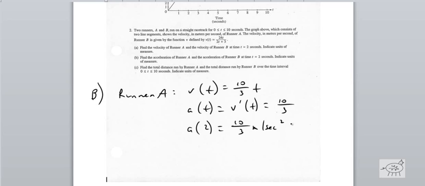Okay, pretty easy. And I want to find the acceleration for runner B. And what do you have to do for that? Well, A of t, again, is the first derivative, so let's do V prime of t. Use the quotient rule, so it's the bottom, 2t plus 3, times the derivative of the top, which is 24, minus the top, 24t, times the derivative of the bottom, which is 2, over 2t plus 3 squared.